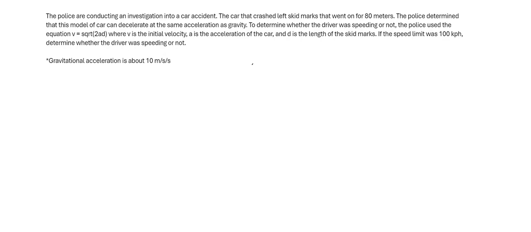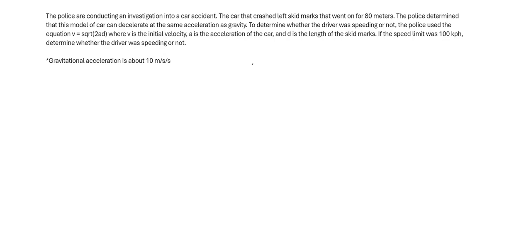Let's get started. The police are conducting an investigation into a car accident. The car that crashed left skid marks that went on for 80 meters. The police determined that this model of car can decelerate at the same acceleration as gravity. To determine whether the driver was speeding or not, the police used the equation v equals square root 2ad, where v is the initial velocity, a is the acceleration of the car, and d is the length of the skid marks. The speed limit was 100 kilometers per hour. Determine whether the driver was speeding or not.